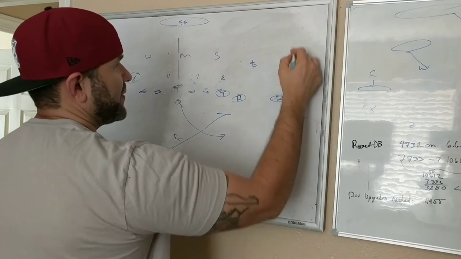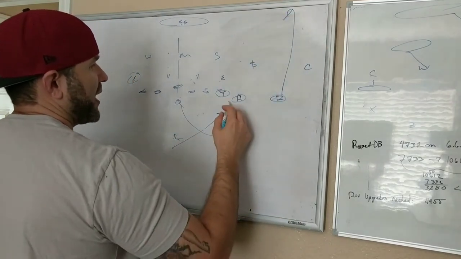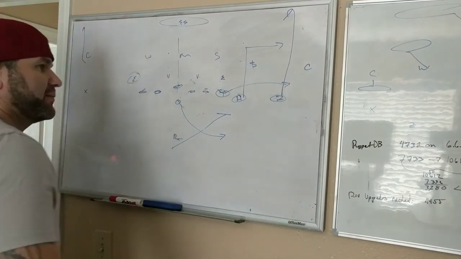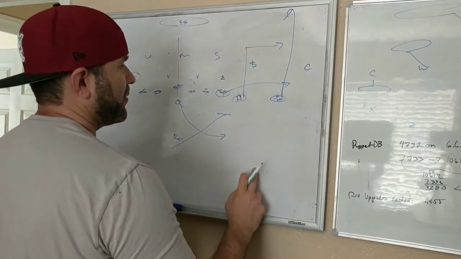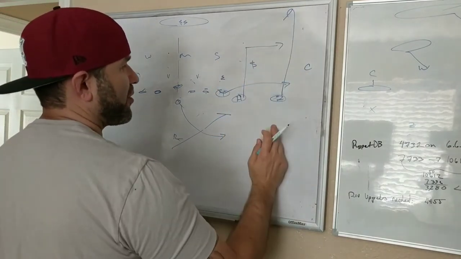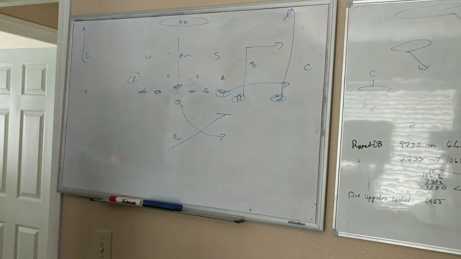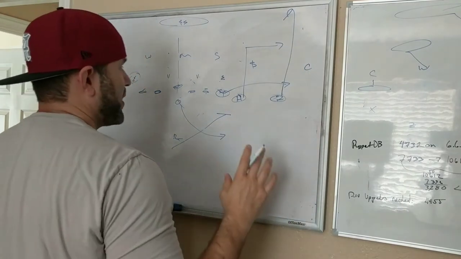You could send this guy out for a comeback, okay? You can send this guy out on an out route, and you can send him to the flat. It doesn't matter. You can send him on the flat, him on the out. You can send H on a corner. You can send him on a fly. You can send him to an out route. It doesn't matter. The concept is we want to read high to low, however you want to teach that progression.